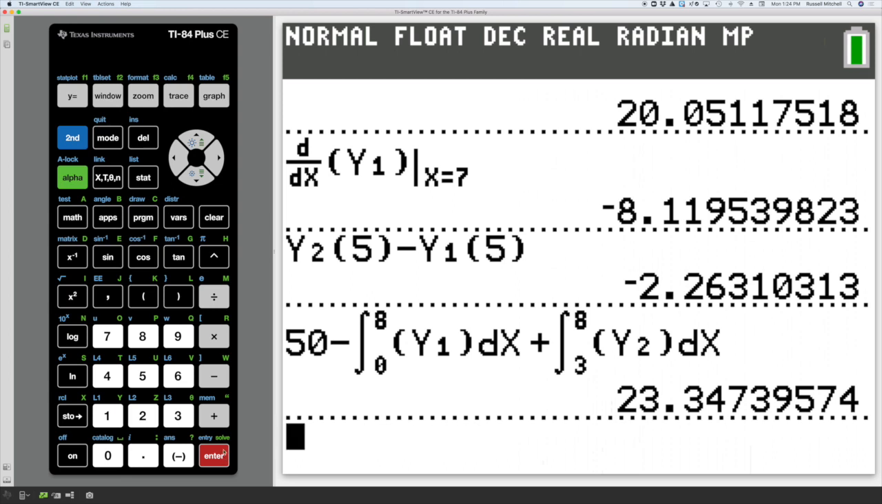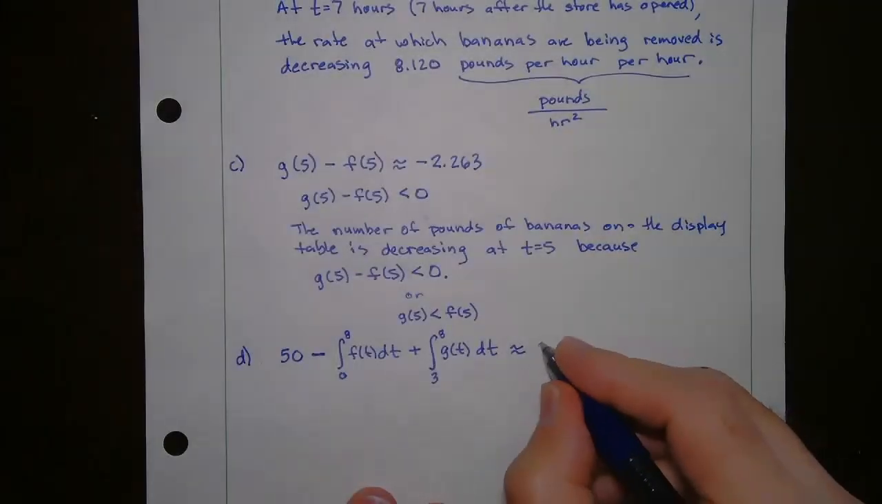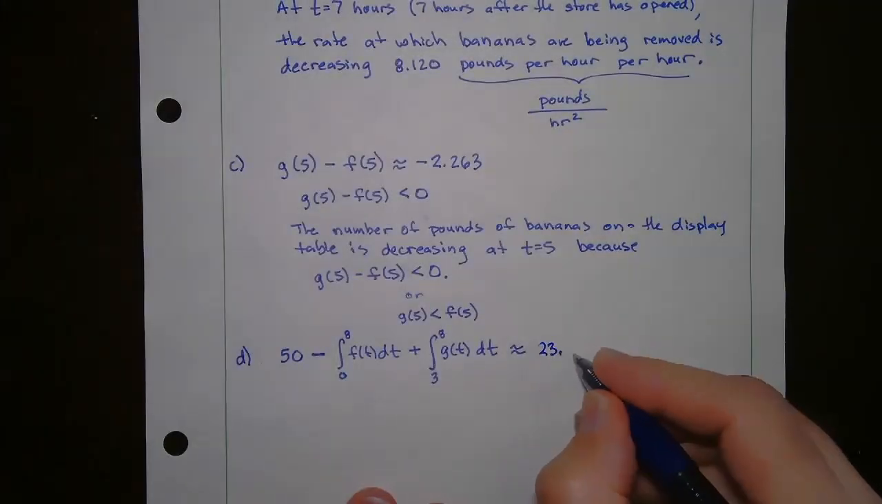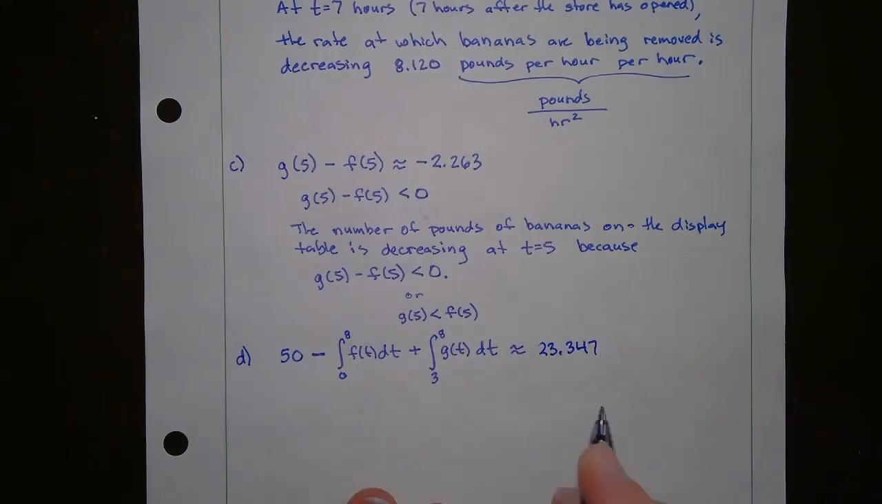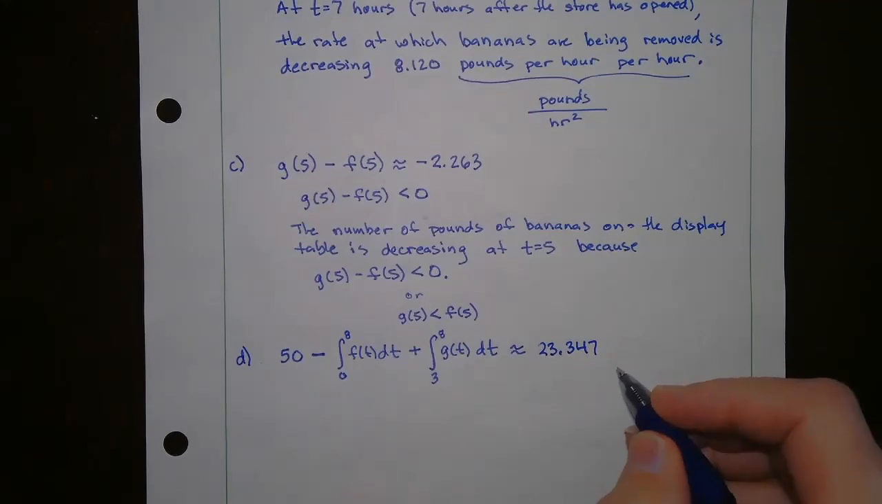and 23.347 pounds of bananas, okay? So we'll go back and we'll record that on our paper. So this is 23.347, and that's pounds of banana, okay?